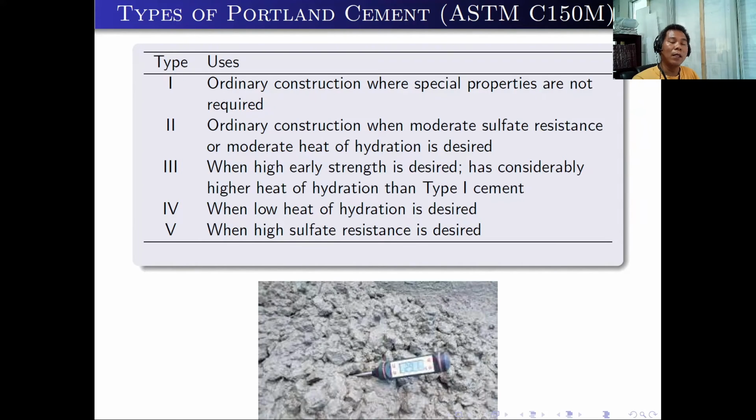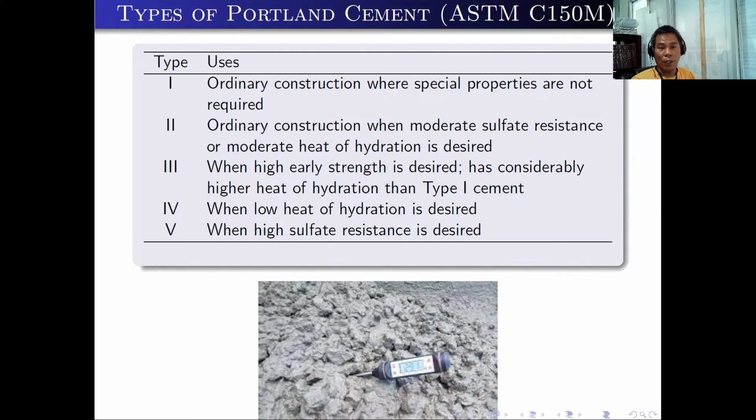For type 1, this is the ordinary construction where special properties are not required. So normally our cement here in the Philippines are type 1. Also, we have type 2. This is for ordinary construction when moderate sulfate resistance or moderate heat of hydration is desired. Type 3, when high early strength is desired, has considerably higher heat of hydration than type 1 cement. Type 4, when low heat of hydration is desired, and type 5, when high sulfate resistance is desired.